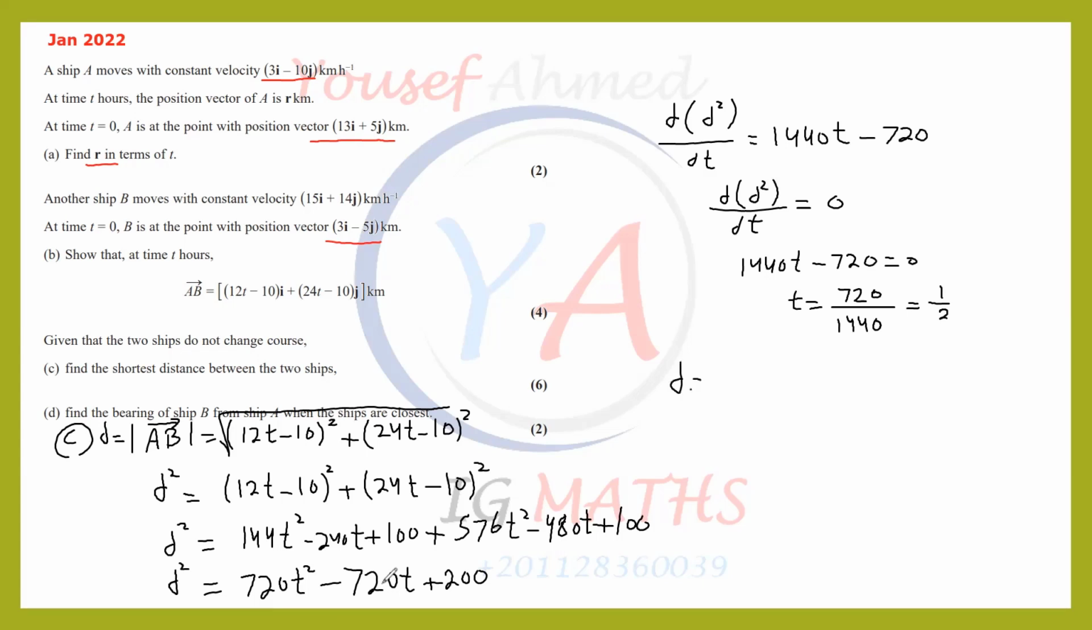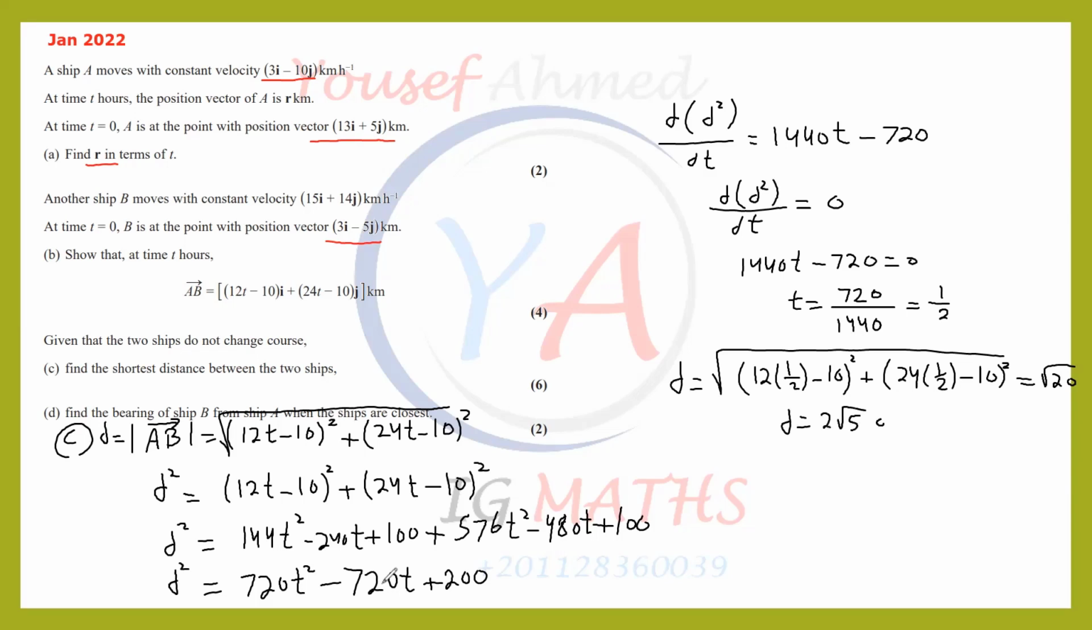So to get the distance now, that will be the square root of (12 by half minus 10) all squared, added to (24 by half minus 10) all squared. So it will be root 20. And then you can know the value is 2 root 5, or 4.47 kilometers. This is the shortest distance.